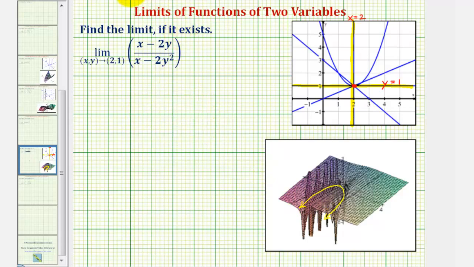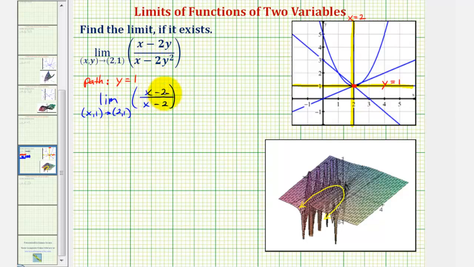But again, what we're going to do now is consider the limit along the path y equals 1 and x equals 2. So for the path of y equals 1, we'll substitute 1 for y, so we'd have the limit as (x, 1) approaches (2, 1) of, again, if y equals 1, our numerator would be x minus 2 times 1, or just x minus 2. Our denominator would be x minus 2 times 1 squared, which is also just x minus 2.